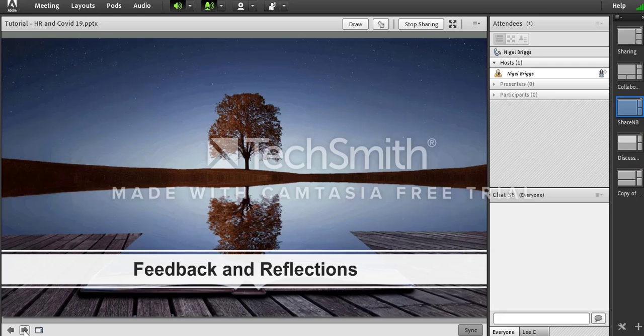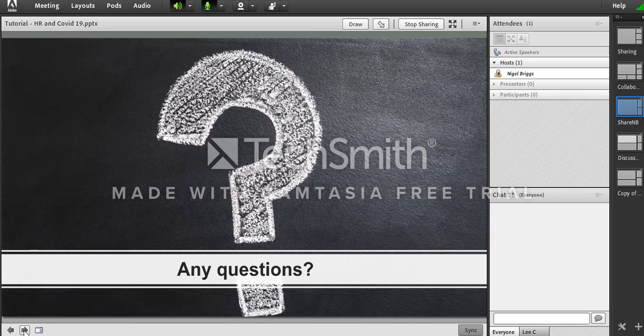At the end of our discussion, we would then move into a feedback session where students would bring in their comments and feedback, and we would then take some reflections on the situation as it stands at the moment. And I would finish by having a question and answer session.